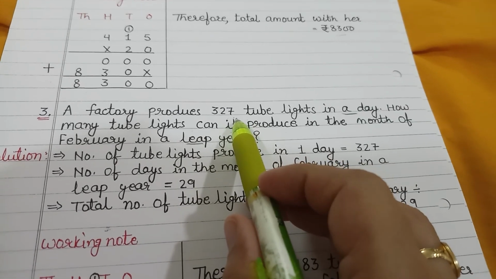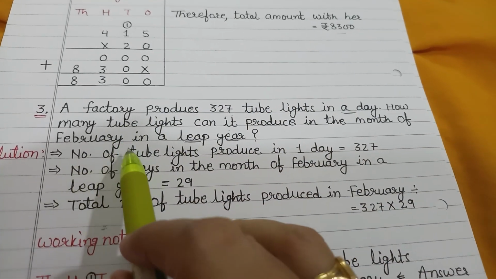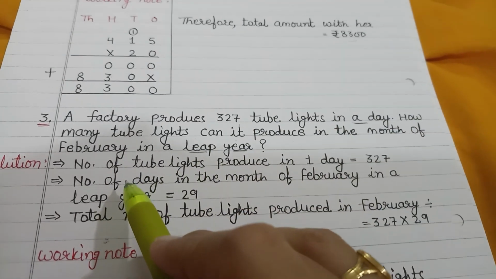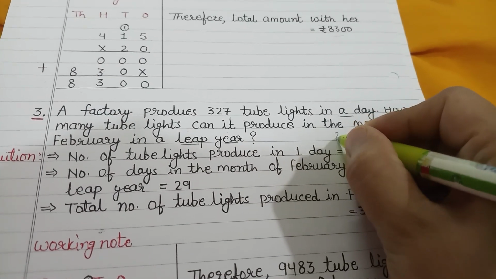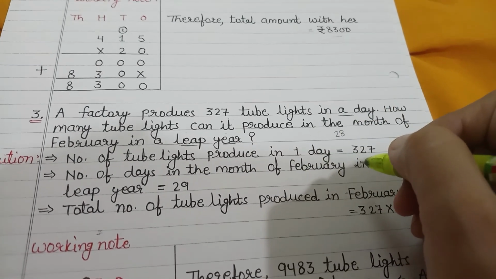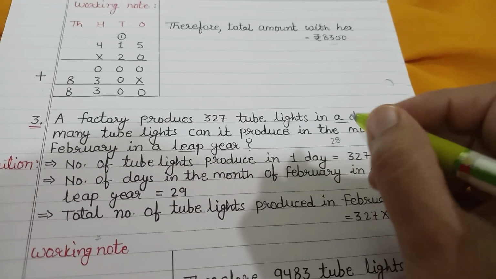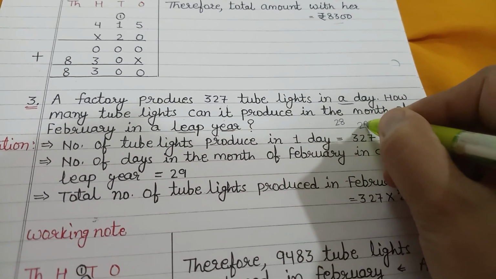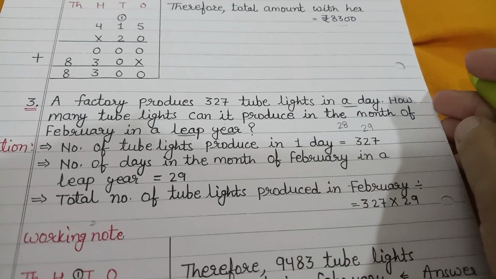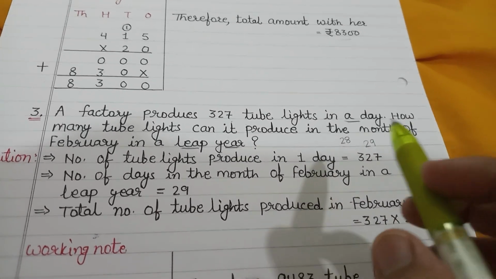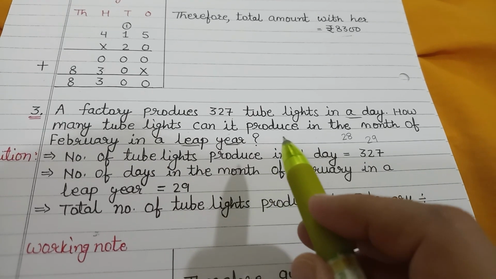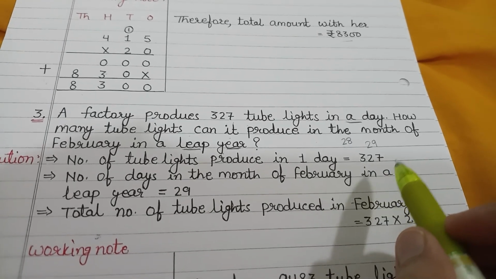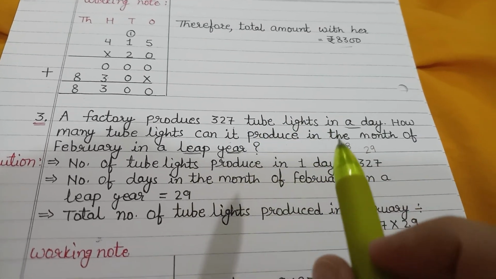Now we have to find that in the month of February how many tube lights will be produced. So in February, in a normal year there are 28 days. We know that the number of days in the month of February is 28. But in a leap year, the number of days in February is 29. So it means we have to find that if in one day 327 tube lights are produced, then in 29 days, how many tube lights will be produced?